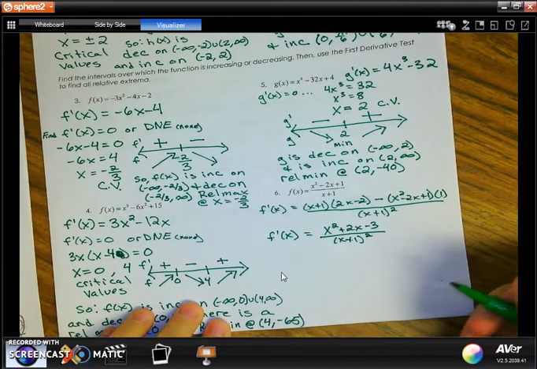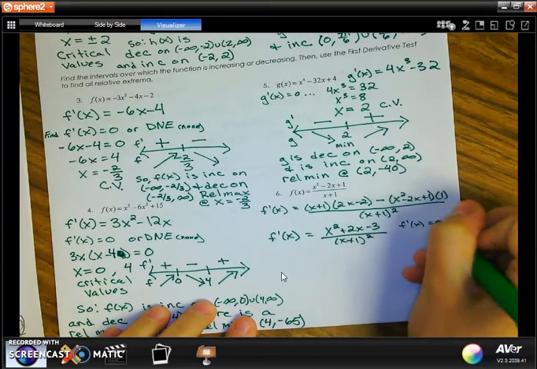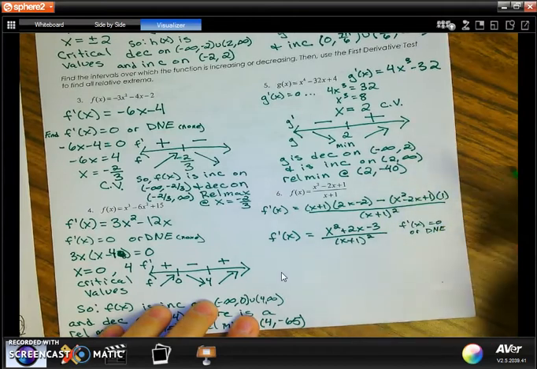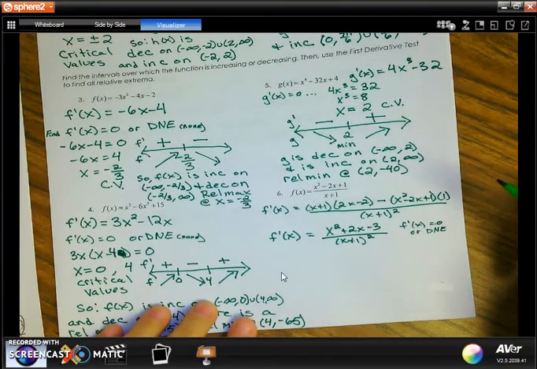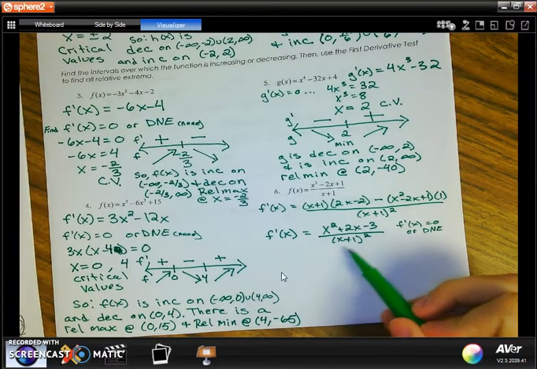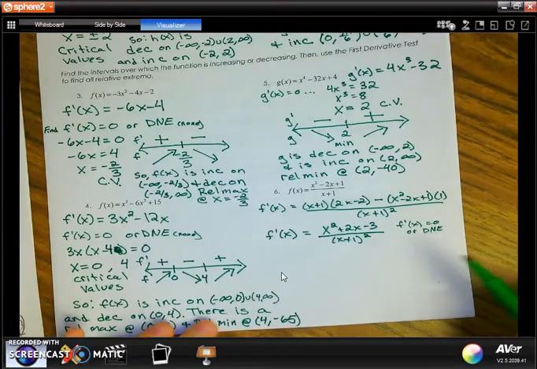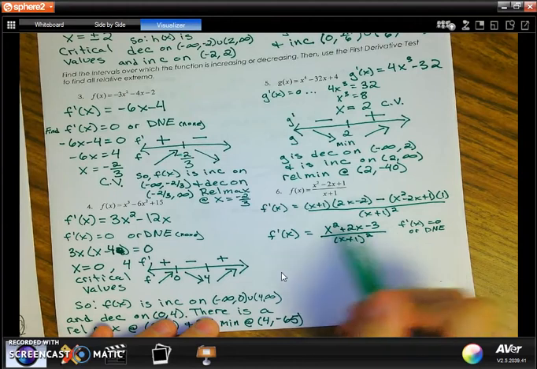And why did I simplify that? Because remember, my goal next is to figure out where the derivative equals 0 or does not exist. Now, I didn't have to worry about the derivative not existing in the other examples, but I do need to worry about it in this example because I have a denominator. Remember, my denominator is not allowed to be 0. So that's going to give us an additional critical value. Okay, so where the derivative equals 0, that's basically like saying the numerator there is 0.